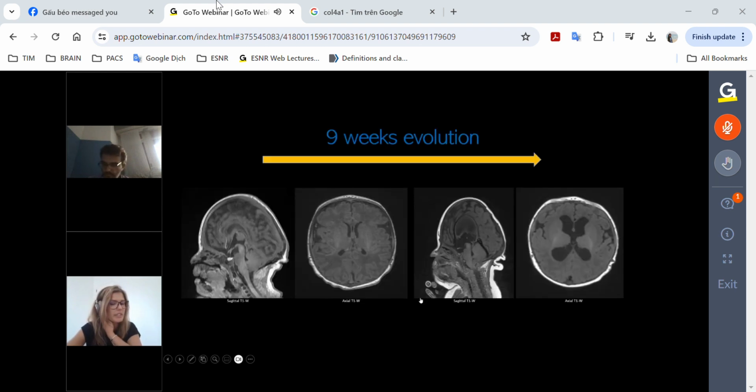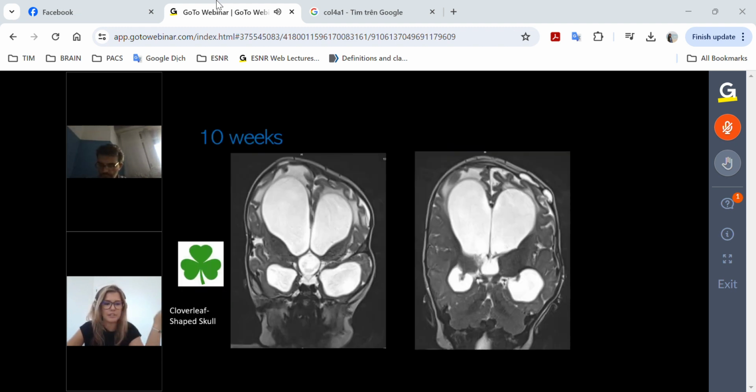So in 9 weeks, the hydrocephalus appeared, and she was treated with a shunt to decrease the intracranial pressure. What is very interesting in this case is that you have an enlargement here at the mid skull base, giving the aspect in the coronal plane of a clover leaf in the shape of the skull. And there are also, in the bone defects, some encephalocele of the brain parenchyma.